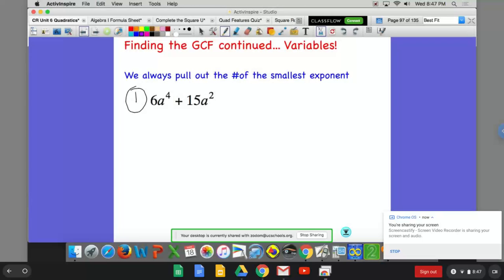Okay, so welcome to day 3 of our online learning, and we are going to continue with greatest common factor, except today we are actually going to include the variables.